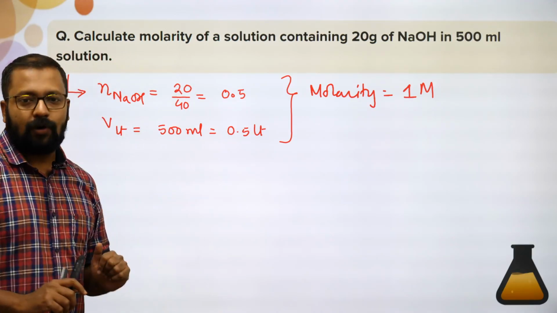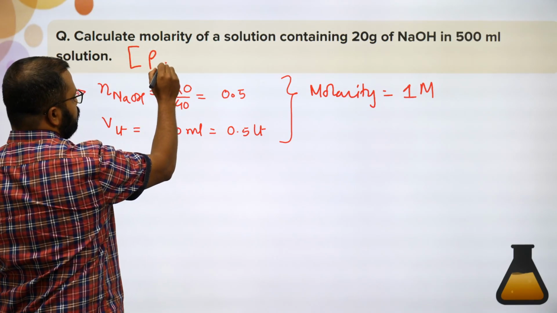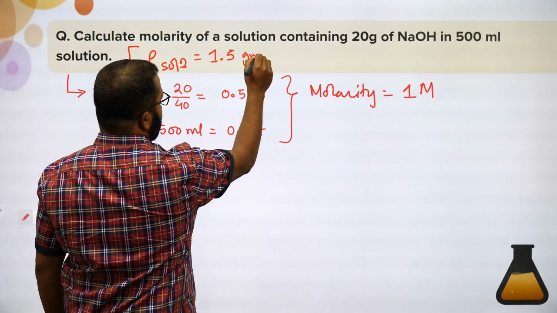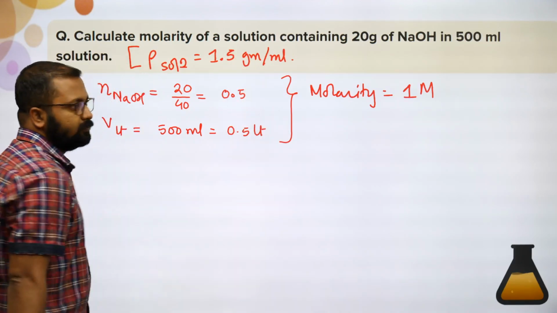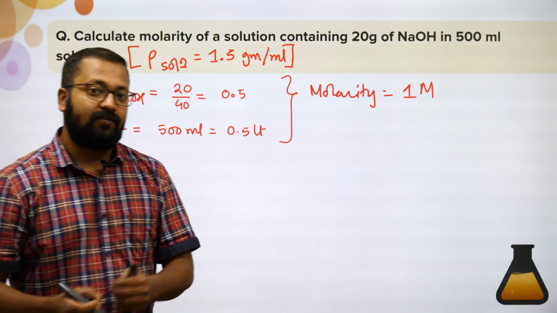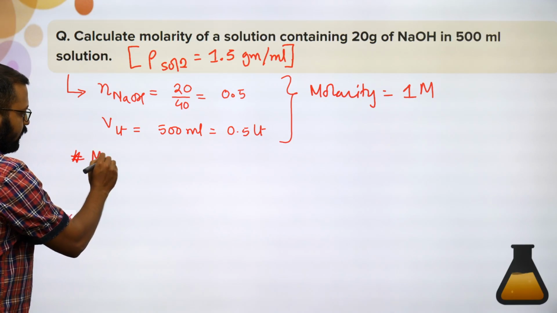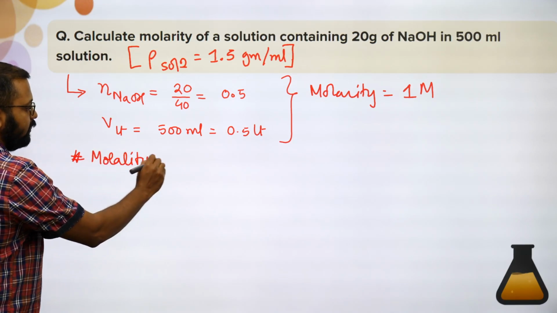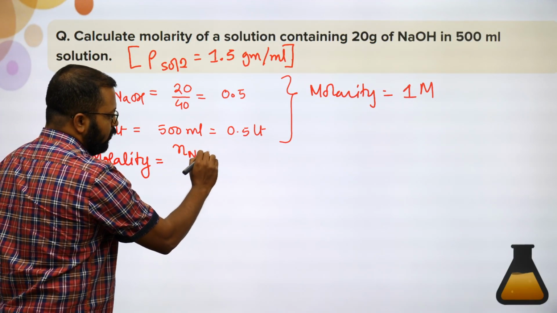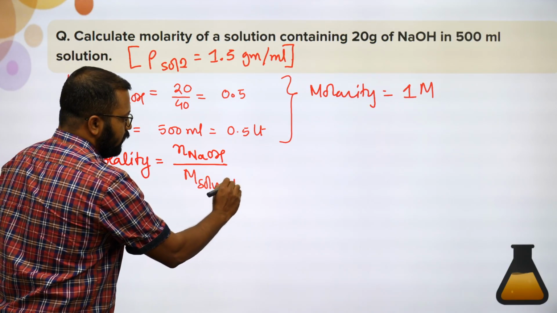But we have to move ahead from here. Okay, I had also told you that the density of solution is 1.5 gram per ml. This was told to you, that the density of the solution is 1.5 gram per ml. Now we will utilize this 1.5 gram per ml to calculate molality. So if we have to calculate molality, then I need to know the number of moles of NaOH, which is already known, and the mass of solvent in kgs.